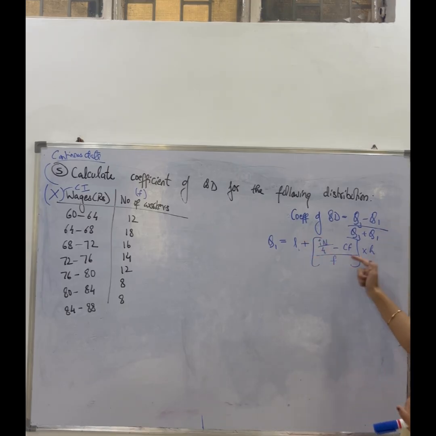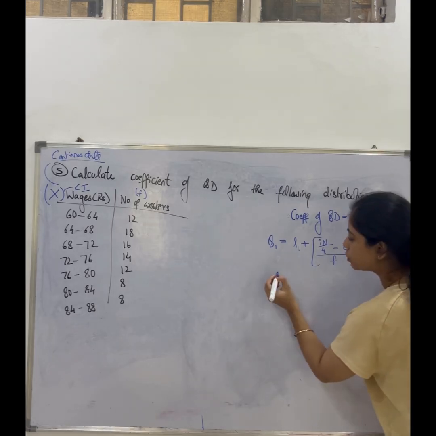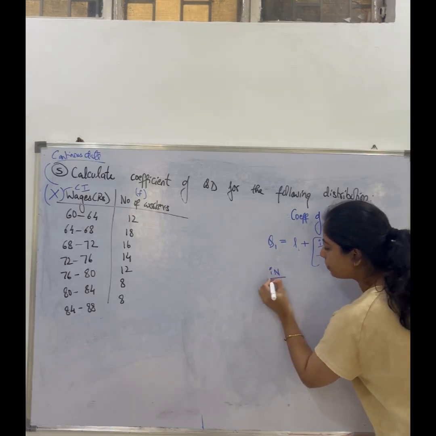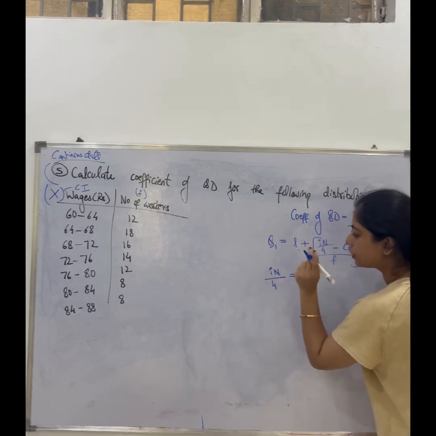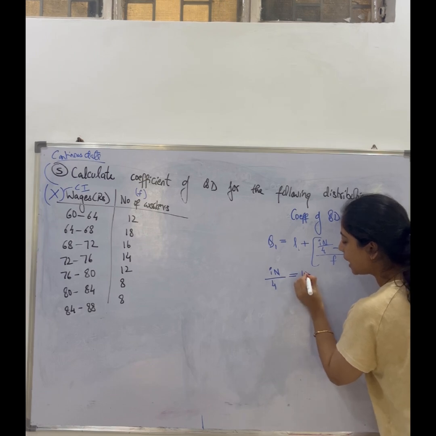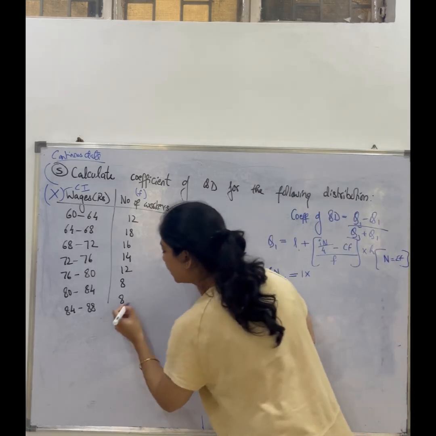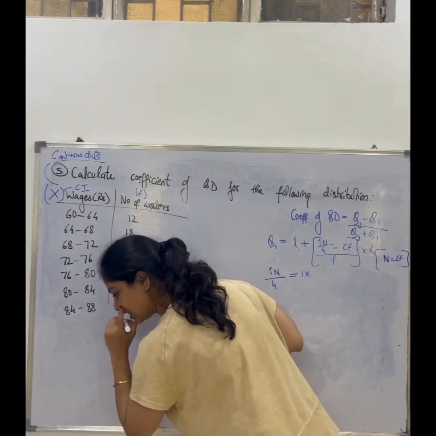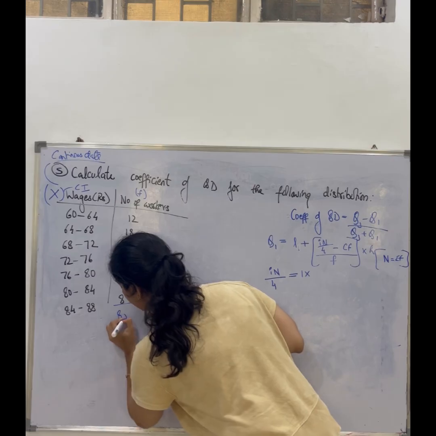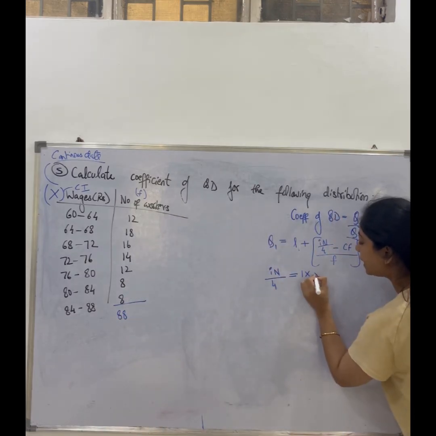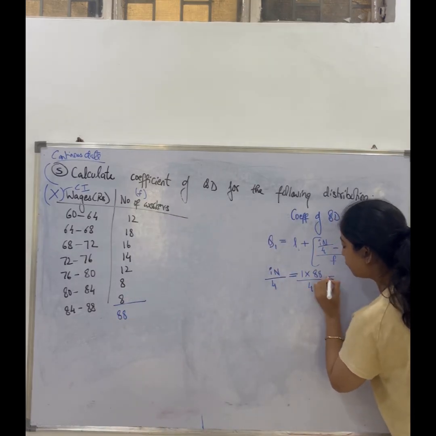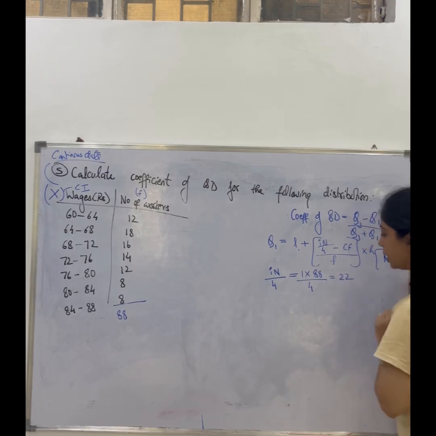In order to get all these things, first step is to calculate your i into N by 4. Since you are calculating for the first quartile, it will be 1, and your capital N, as I already told you, is nothing but sum of frequency. So first you need to take the total frequency, which is nothing but 88. So I'll multiply 88 and divide it by 4. So your answer is 22.